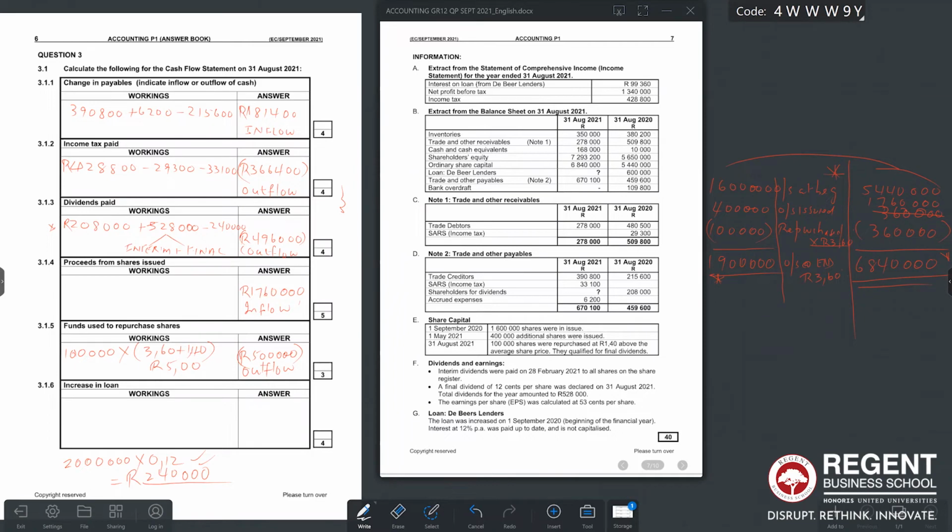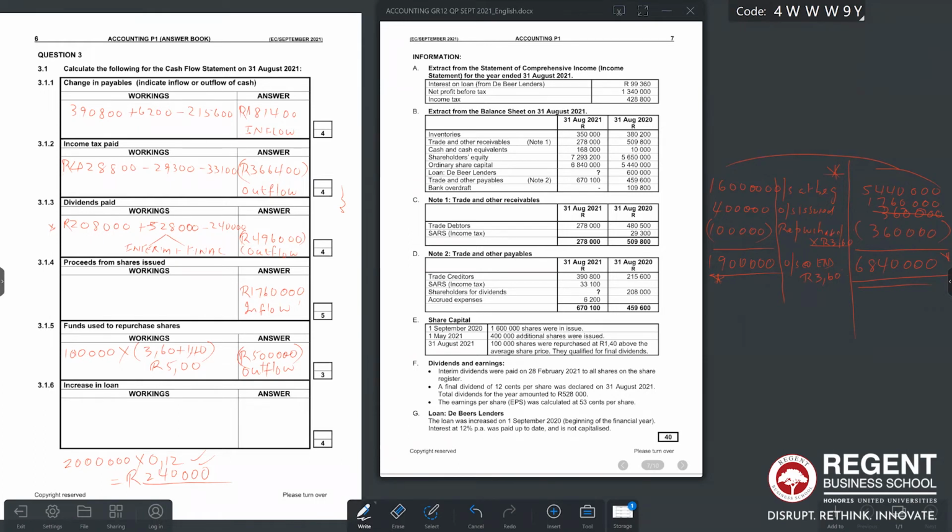Right, increase in loan. Let's look at the loan story. The BS lenders loan was increased on the 1st of September 2020, beginning of the financial year. Interest at 12% per annum was paid up to date and is not capitalized. So they're telling you that the loan was increased. If I go to non-current liabilities loan, they told me 600,000 at the beginning of the year. They didn't tell me how much the loan was at the end of the year. So I can't subtract one from the other to get my answer. Now what do I do? Now remember, they want to know how much you increased your loan by. When they don't give you figures like that, then your next stop, go look for the interest on the loan.